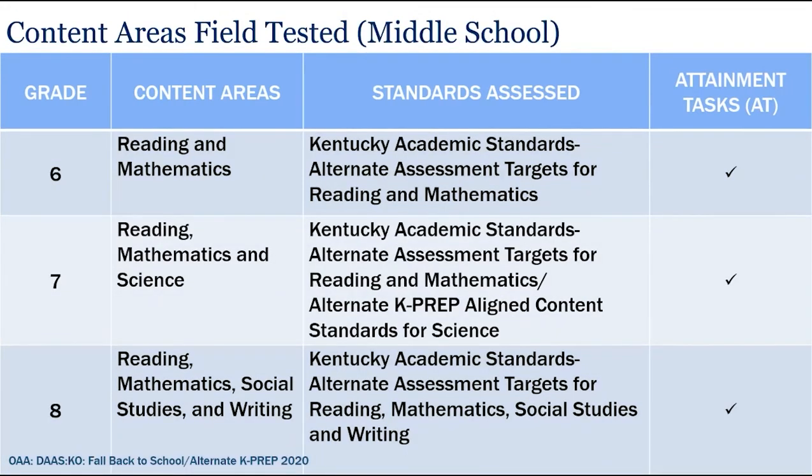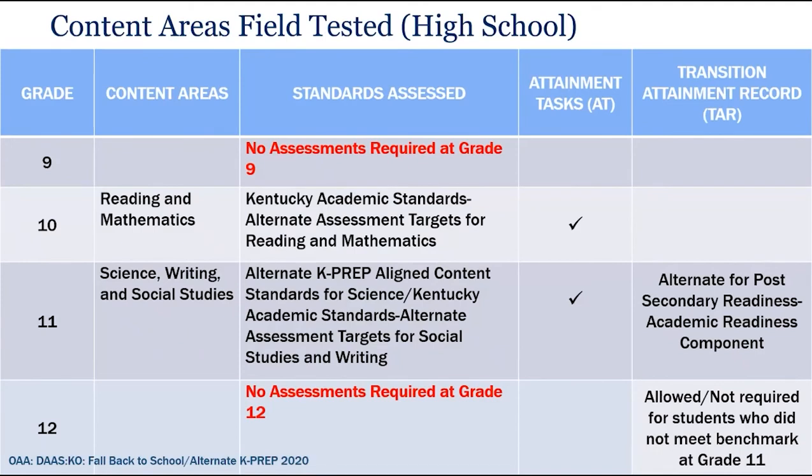Slide 9 reflects the required content areas being assessed at middle school. Slide 10 looks at the high school content areas to be assessed. If you will note in red, grade 9 and grade 12 no longer have attainment tasks administered at those grades.